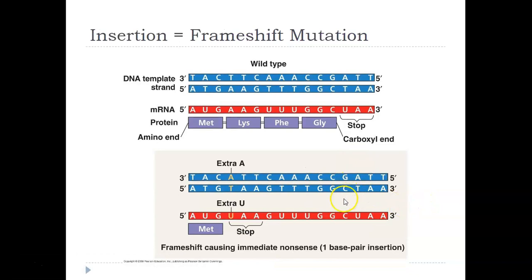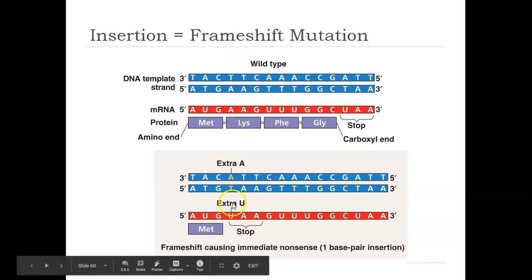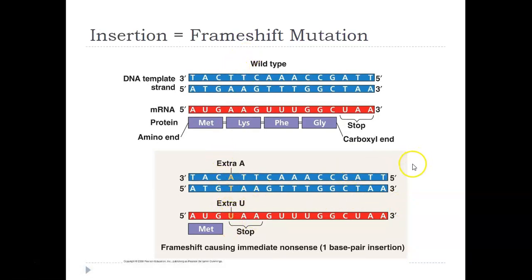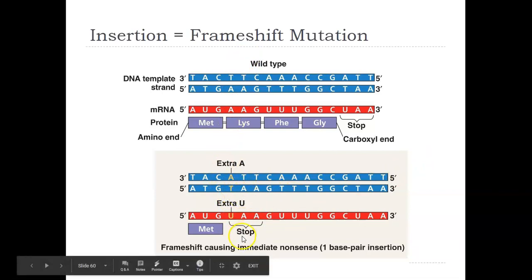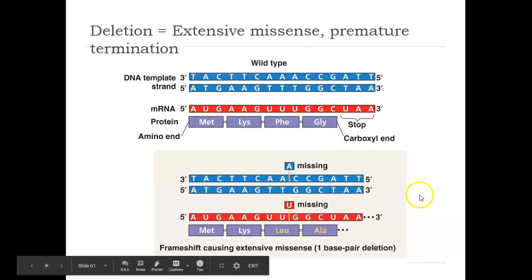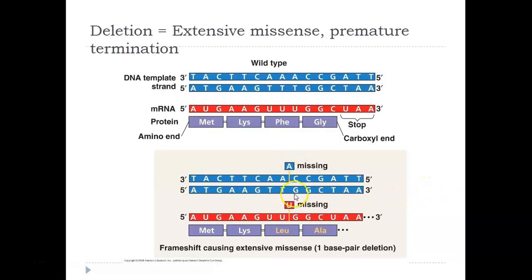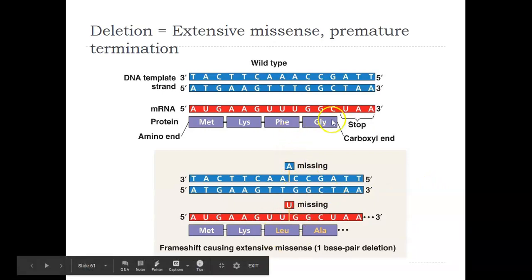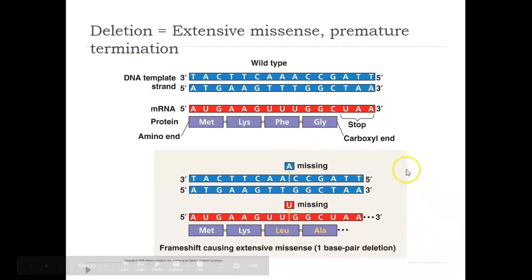Insertion, we have added a letter. In this case, the adding of a letter has shifted everything over, so it now causes a stop codon before it should have. It could have also been a deletion. It could have also coded for different amino acids. In this particular example, it causes a stop codon. Deletion, now we're missing a letter. Now it's coding for different amino acids than it would have before.